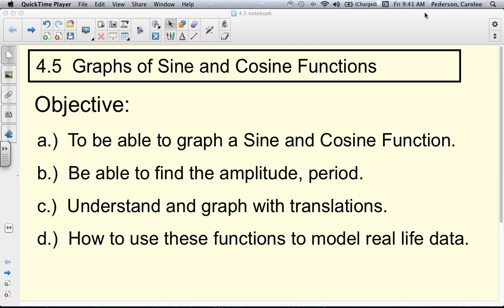This is 4.5. It's a two-part lesson on graphing the sine and cosine function. Here are some of our objectives. Don't need to write them down.